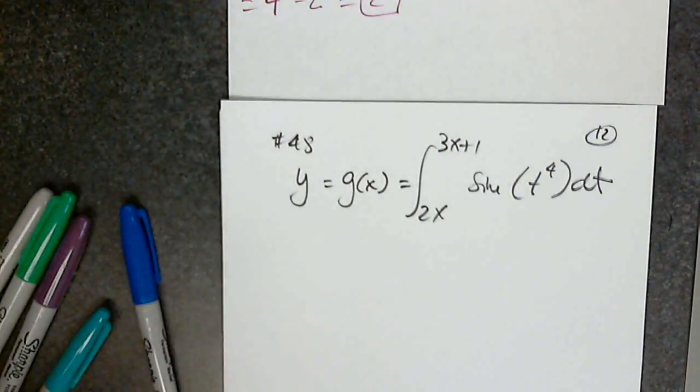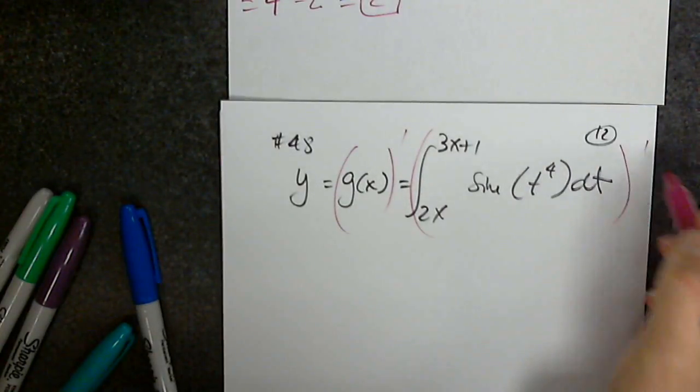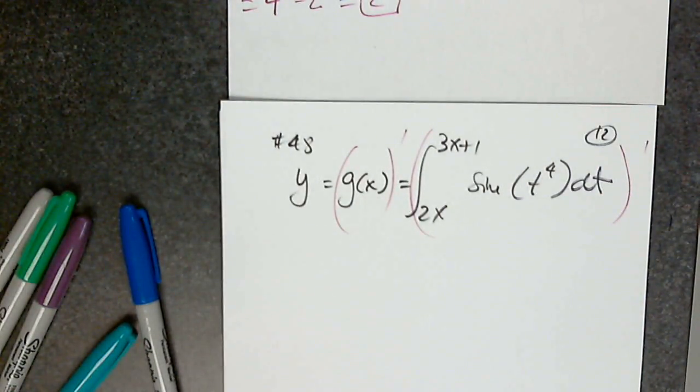So this is a function given in the form of an integral, which means I'm only asked to find the derivative. I can't determine anything else. So if I'm asked to find the derivative, then I will differentiate both sides. However, the right-hand side is not ready. I can't differentiate in that form. So this has to wait.